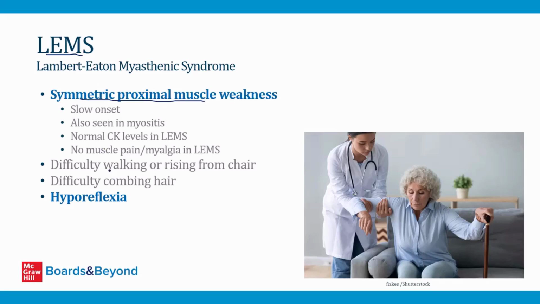So this is going to make it difficult to walk or rise from a chair. It's going to make it difficult to comb your hair because you have to use your shoulder muscles to lift up your arm. These are all things that are evidence of proximal muscle weakness. The muscle weakness usually has a slow onset, and one thing to be aware of is you can also see this in myositis. So proximal muscle weakness is also a classic symptom of myositis.